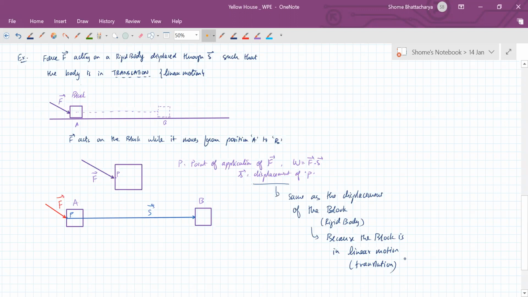It's not always the case that a rigid body or a block in this case is in translation or linear motion. And it's not always the case that the displacement of the point of application of the force will be the same as the displacement of the body. I'll show you in an example next that if the body is not in translation but in rotation, then the two quantities will become different: the displacement of the point of application versus the displacement of the body. But make a note of this example first.